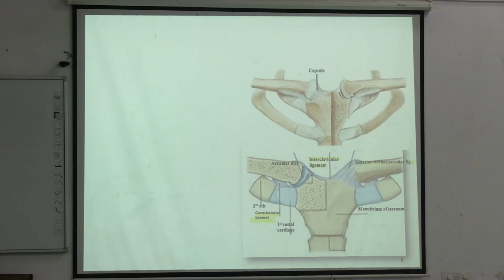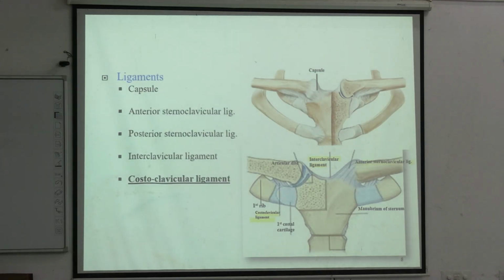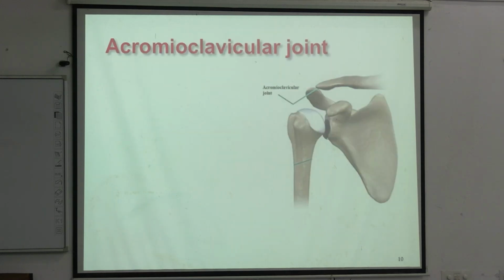So these are the things that you have to keep in mind: type of joint, articular facets which are making it, and then we have to know these particular ligaments, and then the possible movements of it, like anterior posterior movement, upward downward movement, and this rotation. If you can remember, fine. If you don't, just try to improvise.